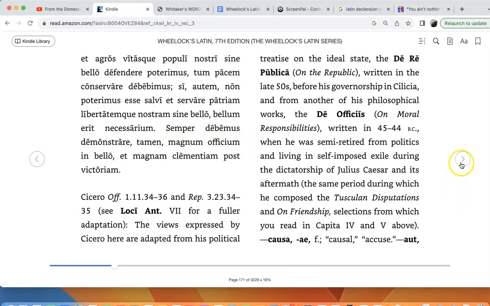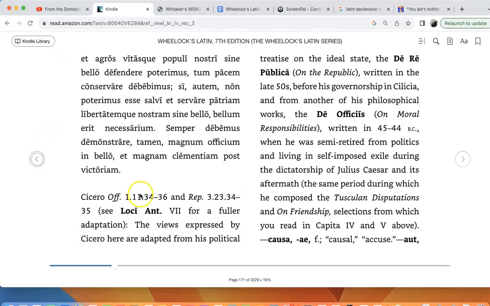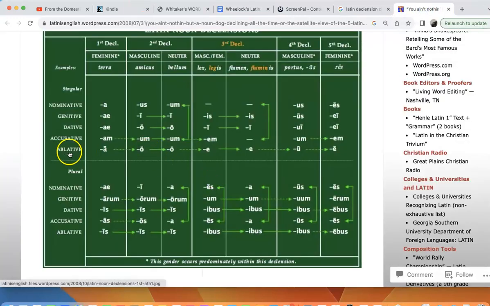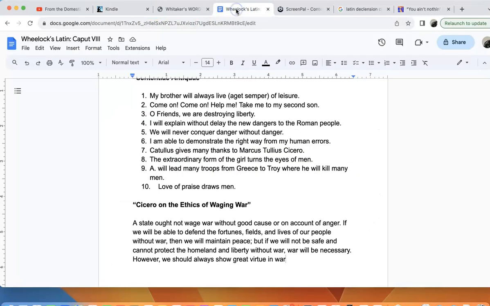We have to always, do they give us a translation here? No. Okay. So we ought always to show great virtue in war. In other words, having some moral responsibility. So great virtue in war. So in bello, because bello is second declension ablative singular. And great mercy after victory.